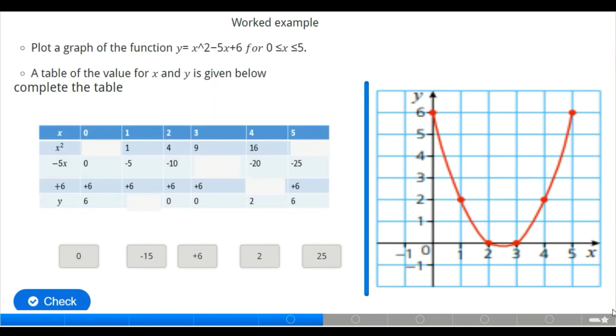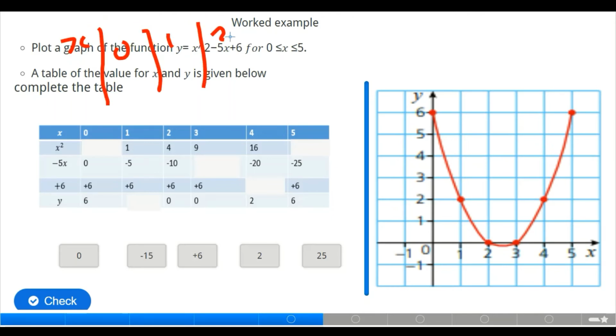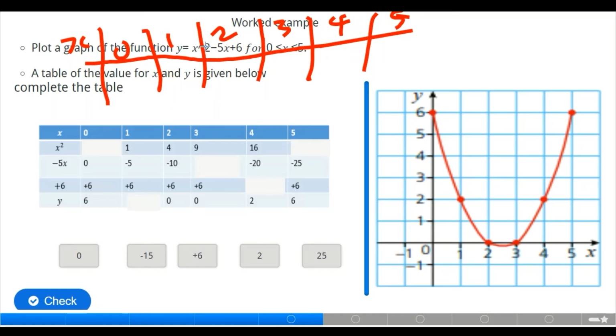So let's prepare that table for that quadratic function, which is y equals to x raised to power 2 minus 5x plus 6. So if you have to prepare the table, they said the value of x ranges from 0 to what? To 5. So we are going to be having x, we have 0, 1, 2, 3, 4, and 5. So having done that, now we place the value of y. The first one is going to be x raised to power 2. The second one is going to be minus 5x, and the last one is plus 6.